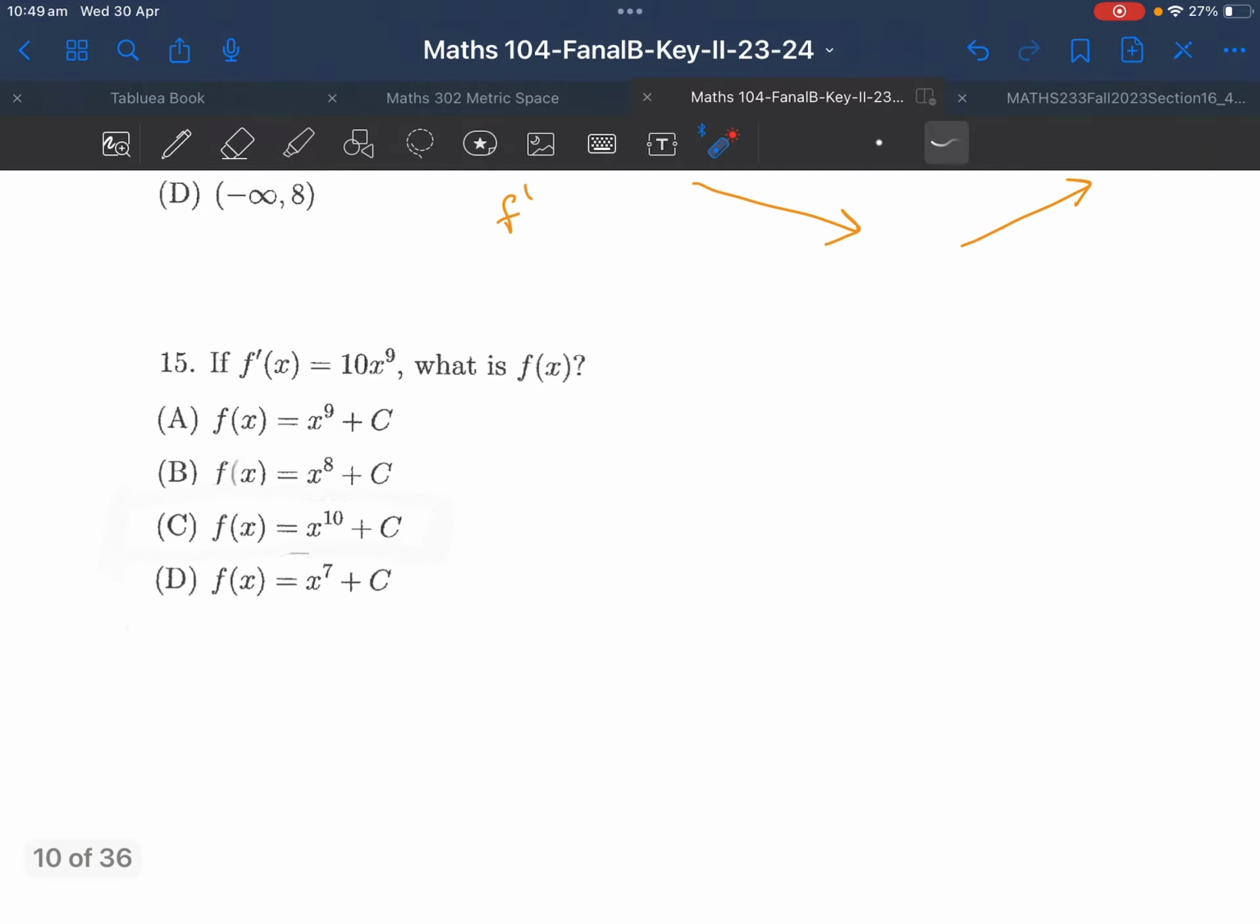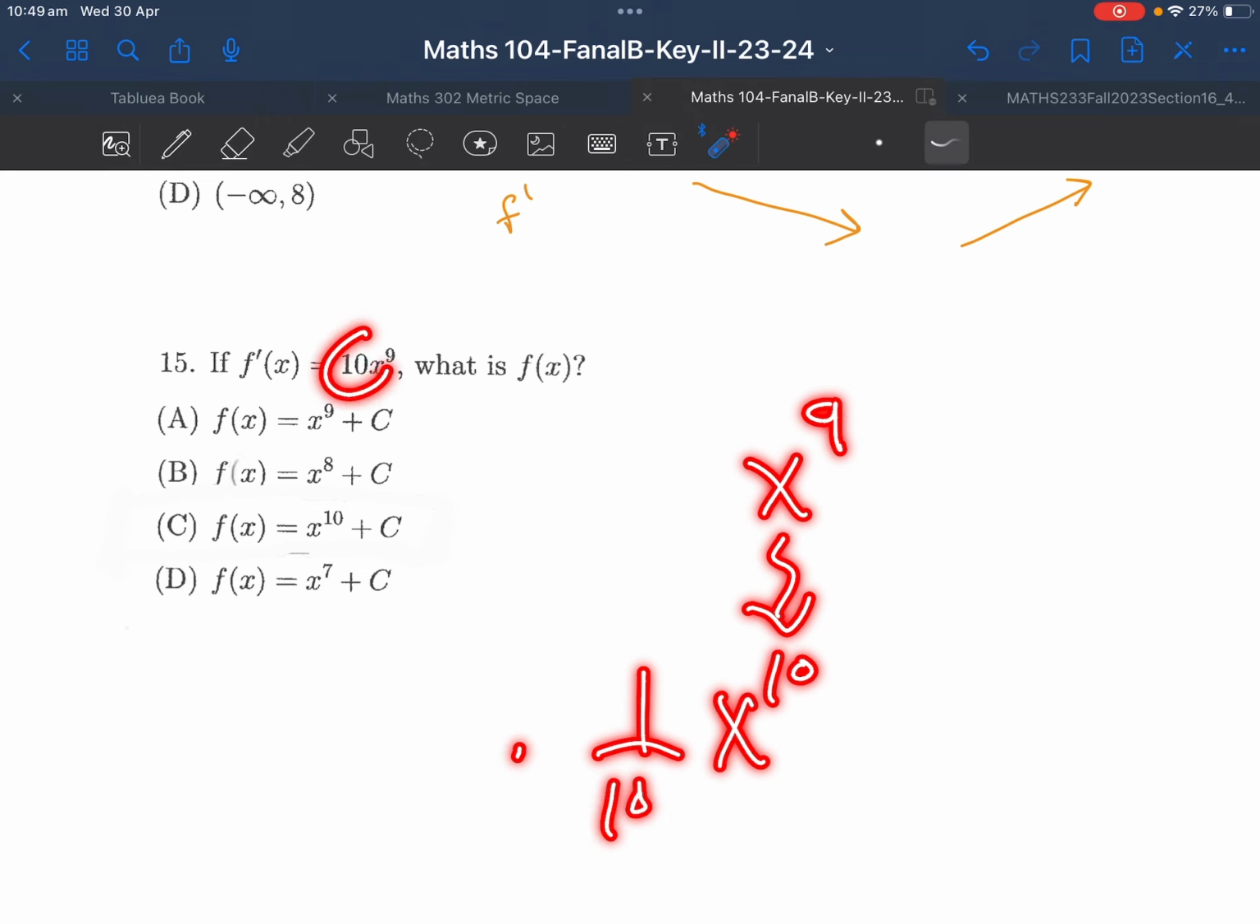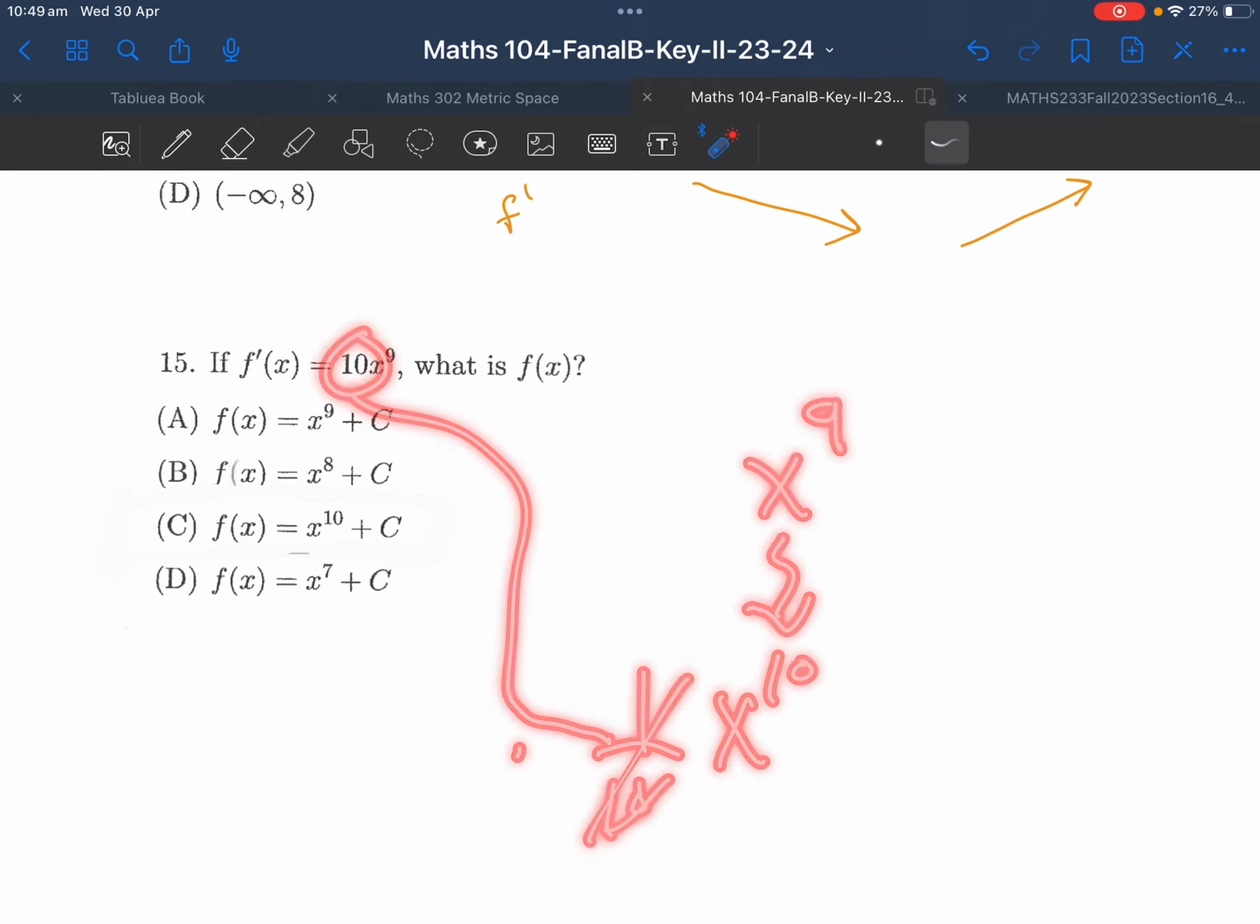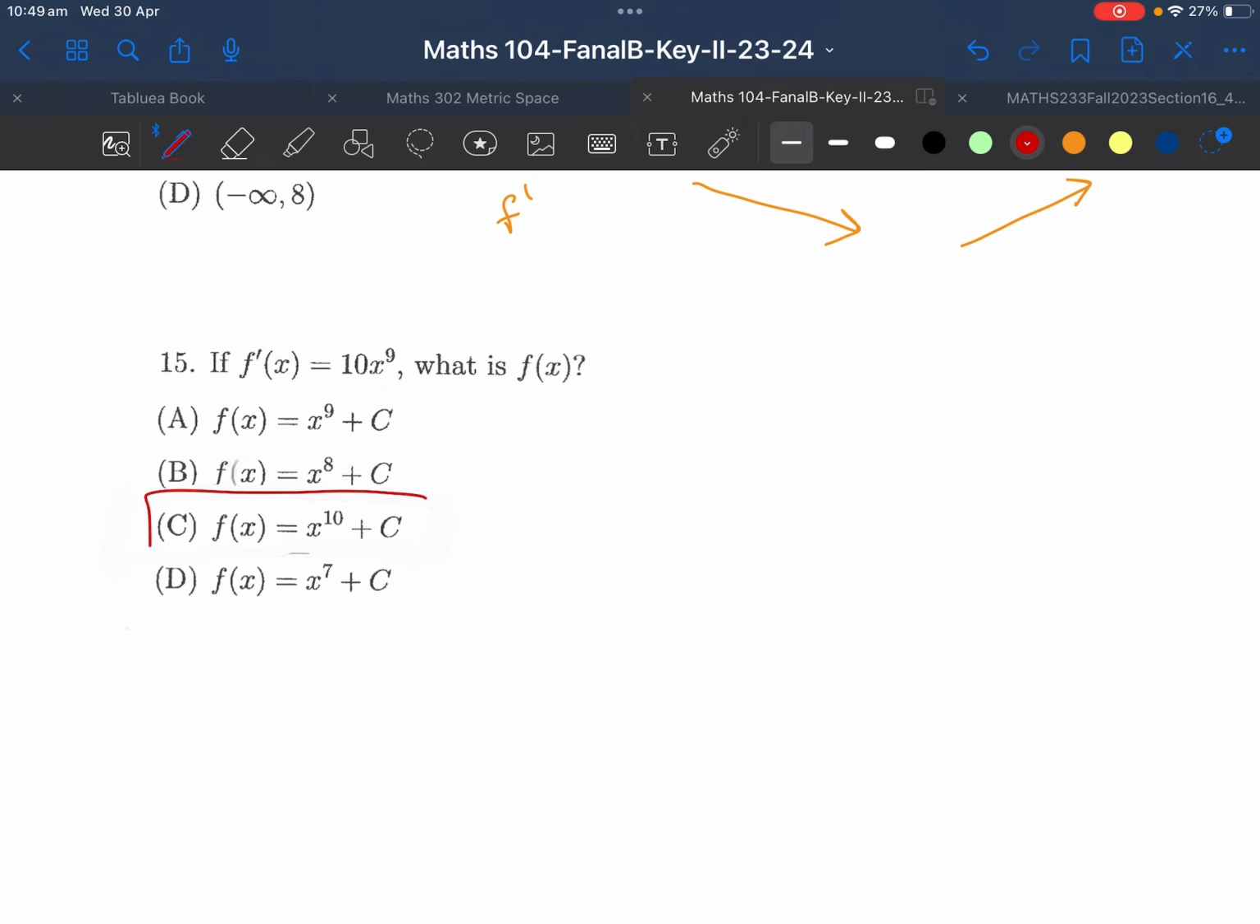Next question, what is the derivative? If this is the derivative, what is f of x? Again, x power 9. If we add 1 to the power, it becomes x to the 10 divided by 10. But then there is another 10 that gets cancelled with this 10, so we just get x to the 10 plus c.